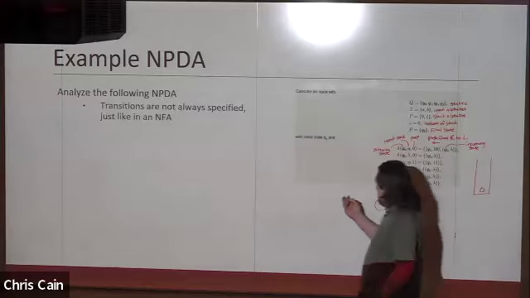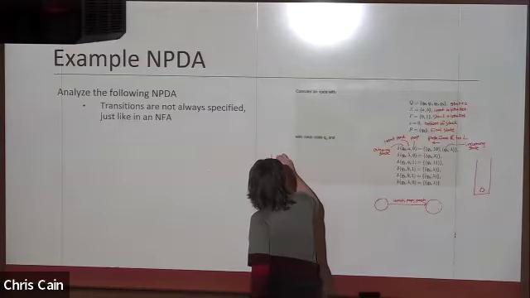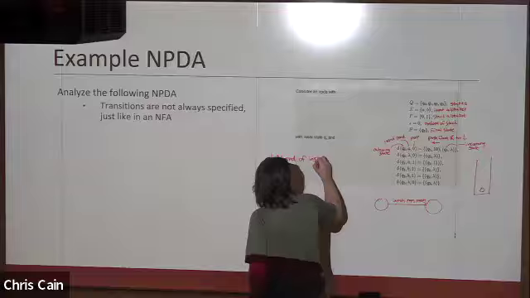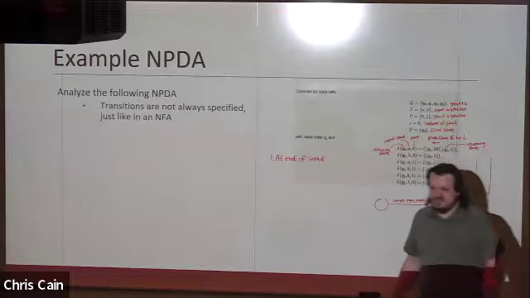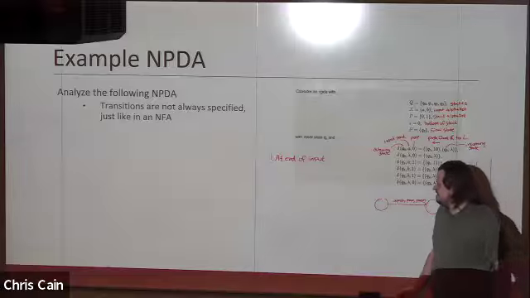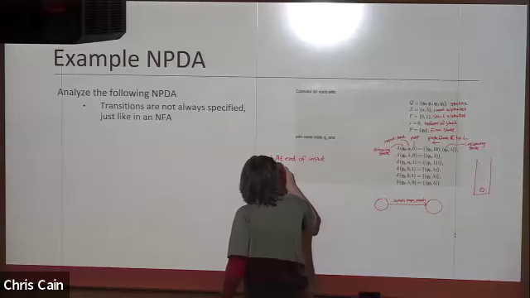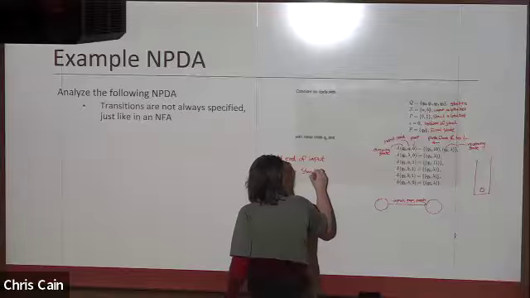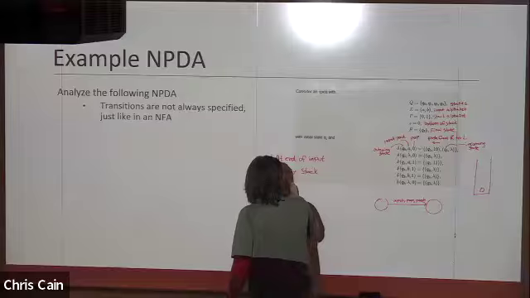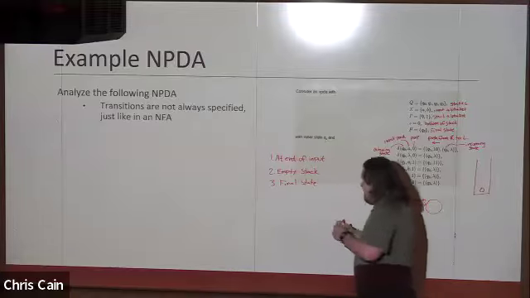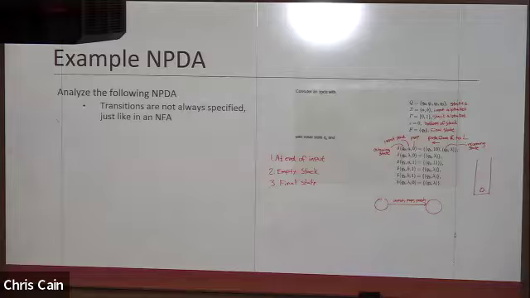You must be, 1, at the end of the input. If you're not at the end of the input, doesn't matter where you are, you can't accept. 2, you must have an empty stack. And then 3, you must be in a final state. If you do not have all 3 of these criteria met, we cannot accept.